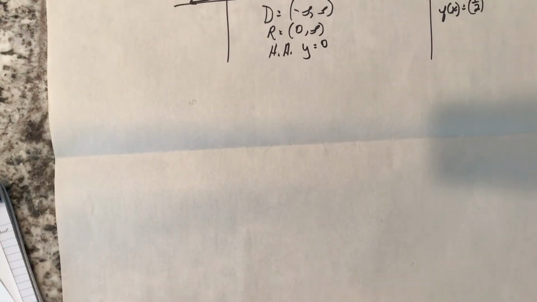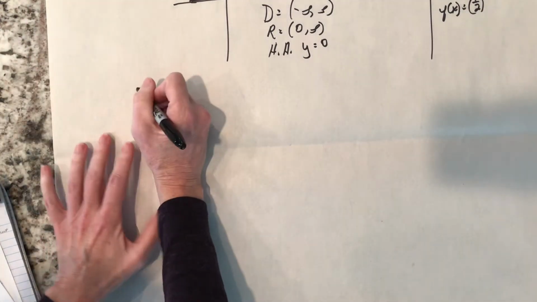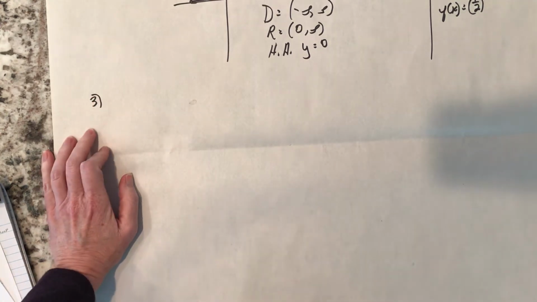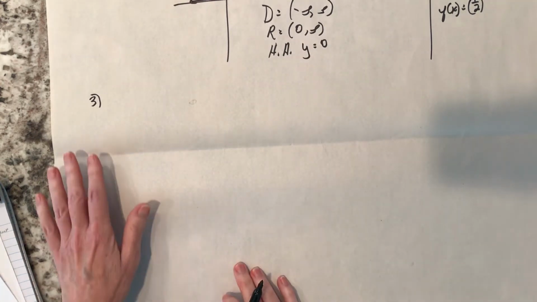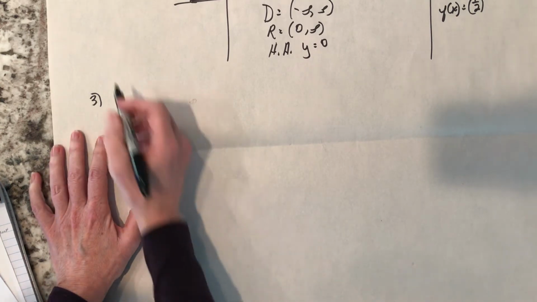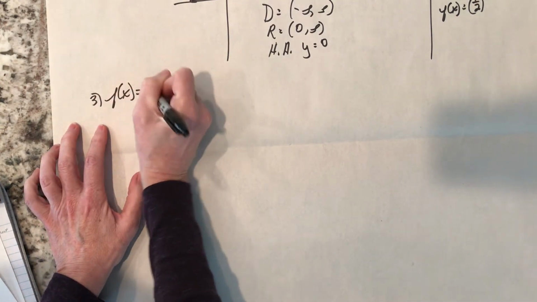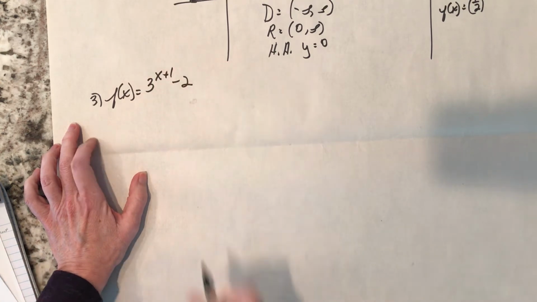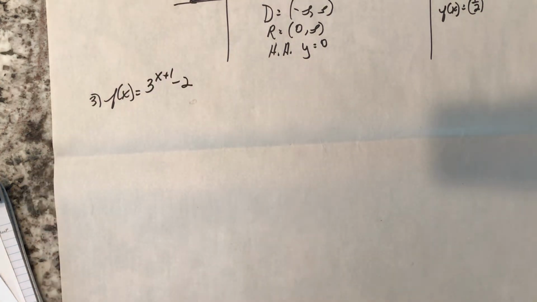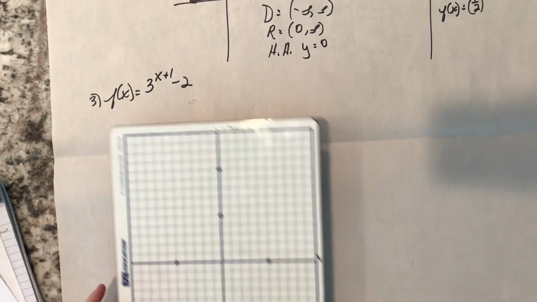Okay. Let's look at number 3. We're asked to graph each function, give you a graph there, identify the domain, range, and any asymptote. So pretty much what we just did with the previous thing. So this is f of x equals 3 to the x plus 1 minus 2. Okay, we're not going to do any numbers on this one.